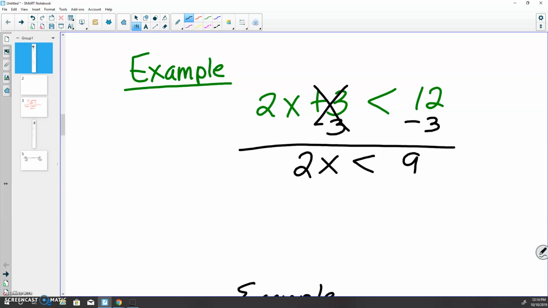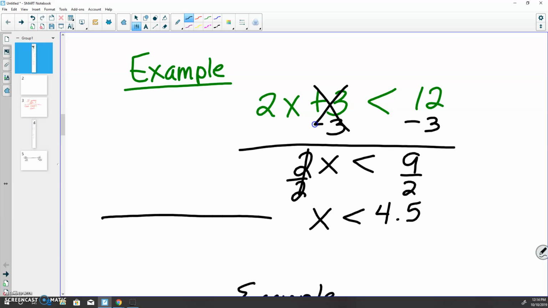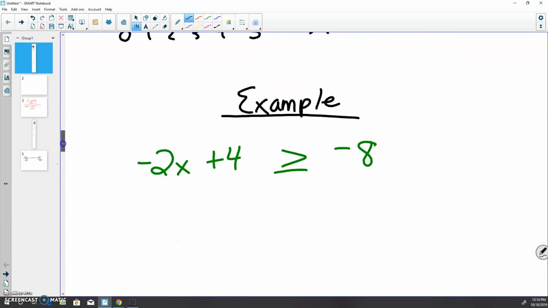How do I break 2 and x apart? Divide. Your sign does not flip because that's a positive. You get 4.5. So if you graphed it, 0, 1, 2, 3, 4, 5. 4.5 is going to be right here. You would circle it, and it would go to the left. Okay, so the next one, or this one.